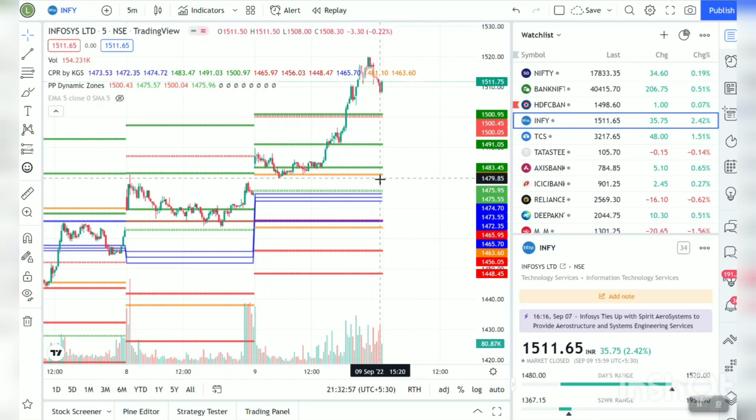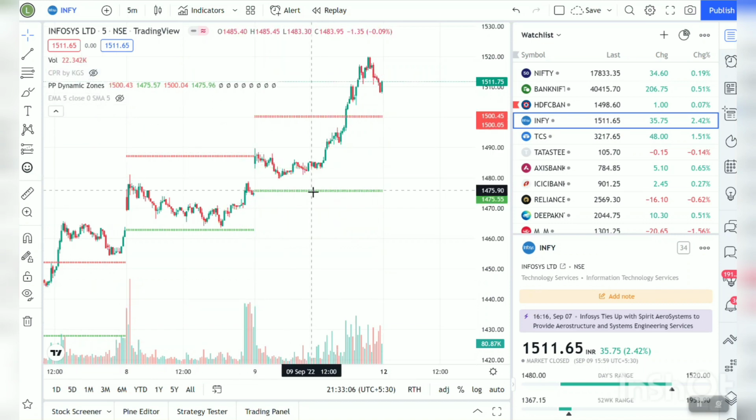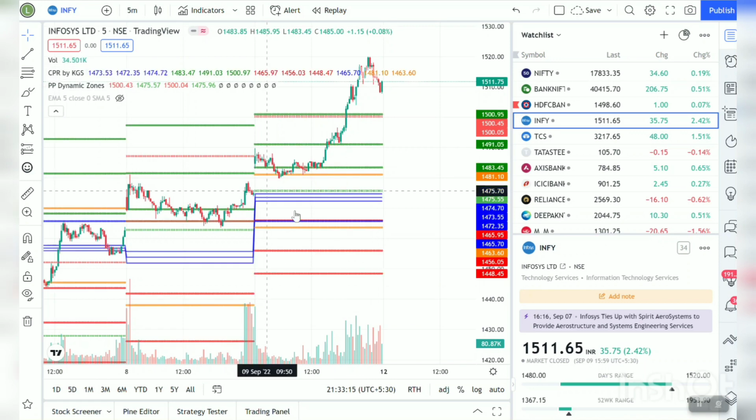So here also, this previous day high acted as a support for Infy. Looking at the supply and demand zone, the green line was our bottom support for Infy, which is around 1476. And if we see by CPR as well, the support is coming around that area. So the green indicator from the PP dynamic zone and CPR are both around that area. So that is a good support area.